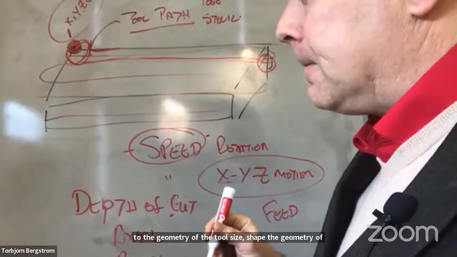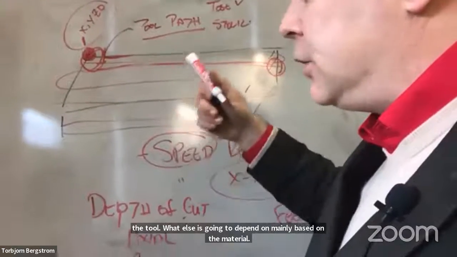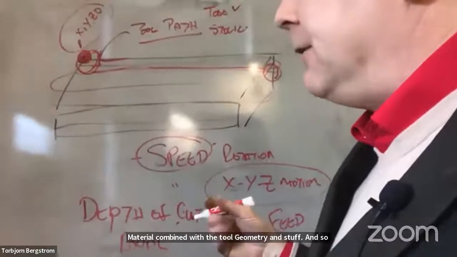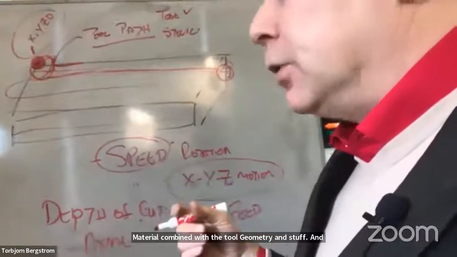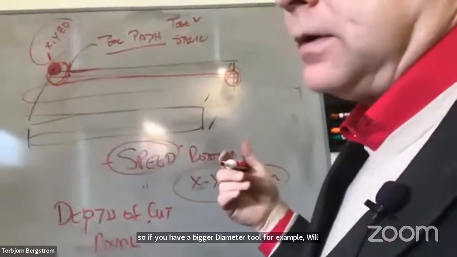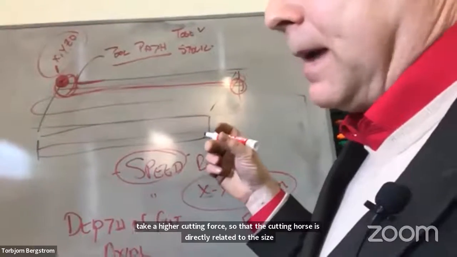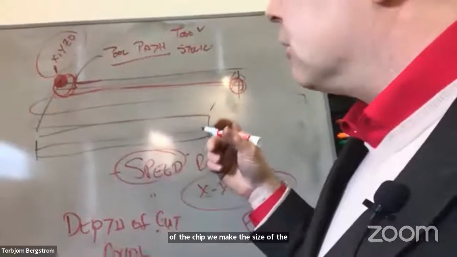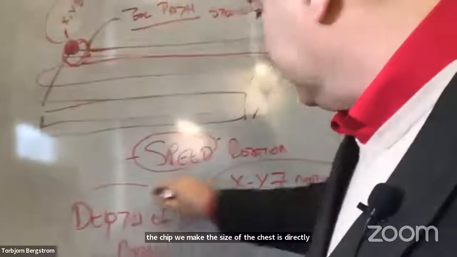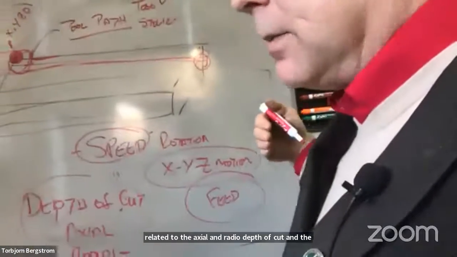Isn't it mainly based on the material? It's based on the workpiece material and the tooling material combined with the tool geometry and stuff. And so if you have a bigger diameter tool, for example, it will take a higher cutting force. And so the cutting force is directly related to the size of the chip we make. The size of the chip is directly related to the axial and radial depth of cut and the feed rate, how fast we're moving sideways through the material.